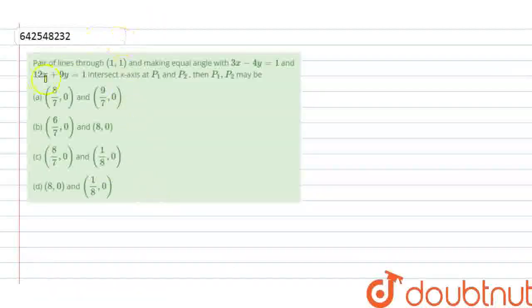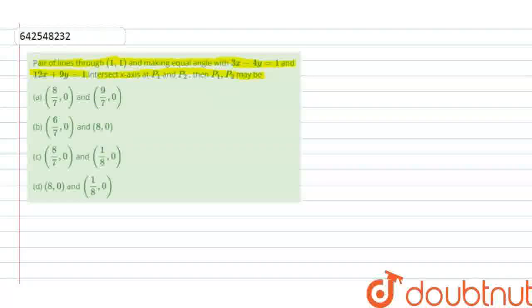Hello everyone, so the question is: a pair of lines passing through point (1, 1) and making equal angle with the two lines, that is 3x minus 4y equals 1 and 12x plus 9y equals 1, intersect the x-axis at P1 and P2. Then P1P2 may be... So we are having four options. We have to calculate the values of P1 and P2 and then take which of the following options is the correct option.